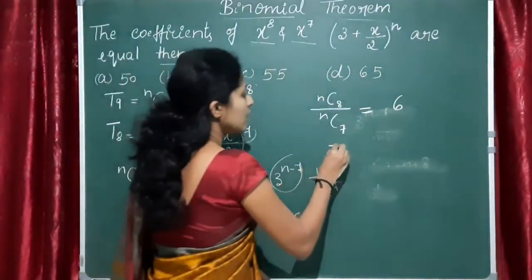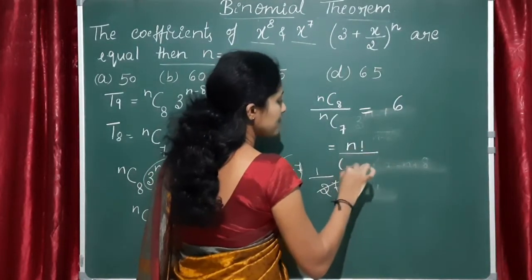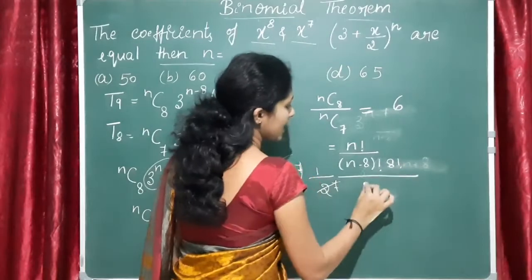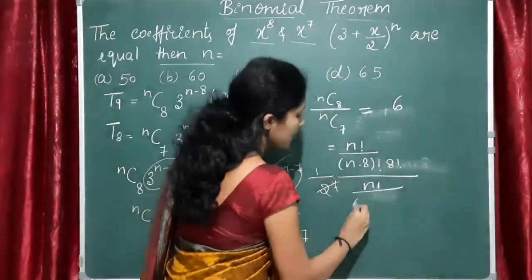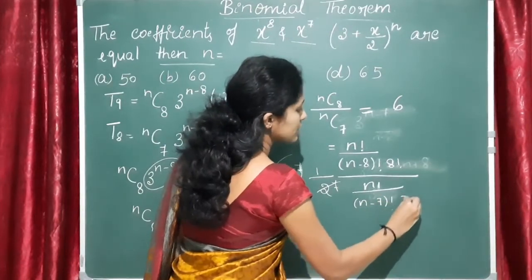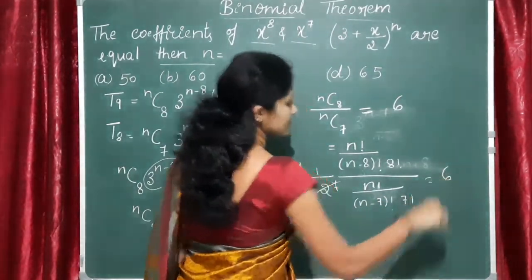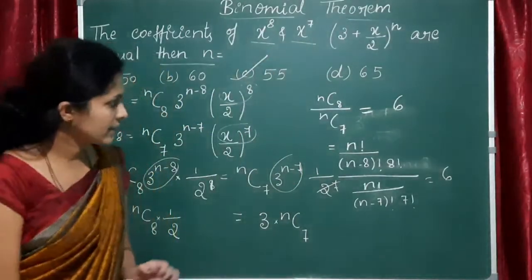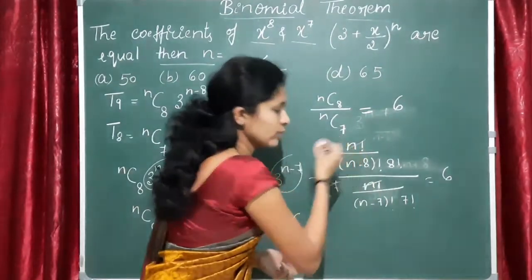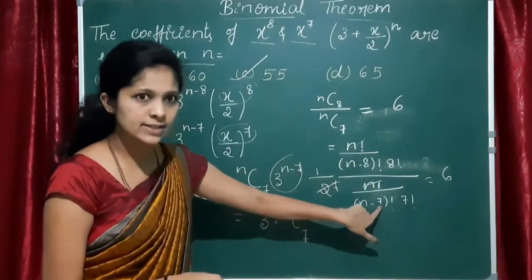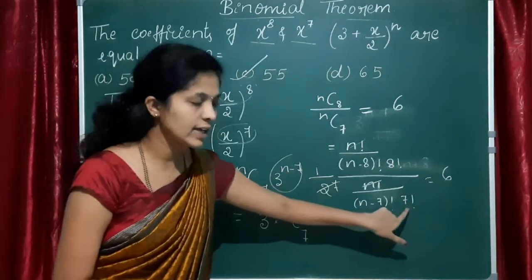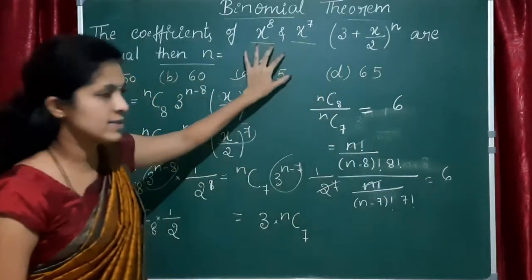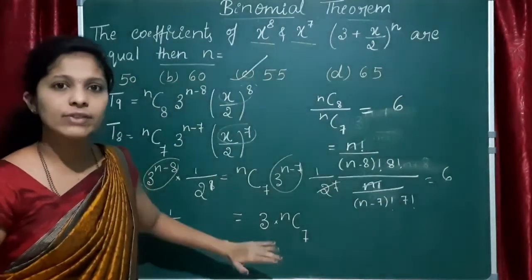Or you can go with the formula: n factorial divided by (n minus 8) factorial into 8 factorial, divided by n factorial divided by (n minus 7) factorial into 7 factorial, is equal to 6. Simplify and check the answer. You have to get answer as C. Is it clear? Here n factorial and n factorial will get cancelled. You can simplify n minus 7 and here (n minus 8) factorial is there. Here 7 factorial and 8 factorial. You can simplify this and check the answer. Answer should be 55. Okay, verify your answer.